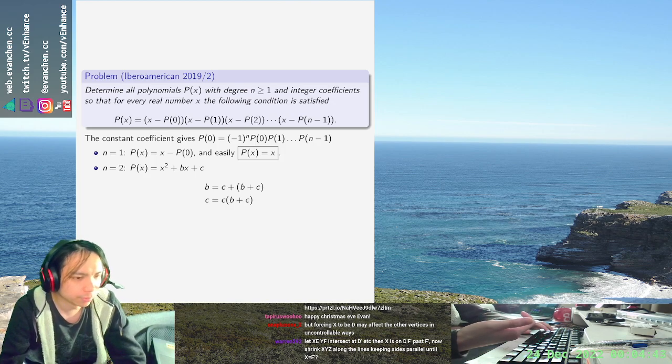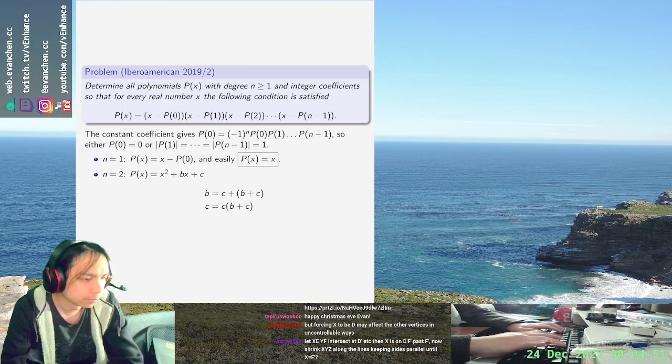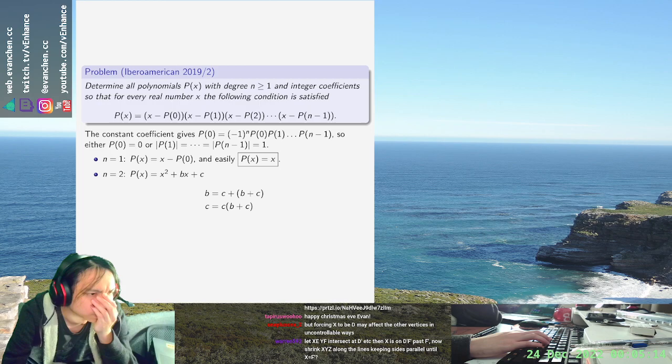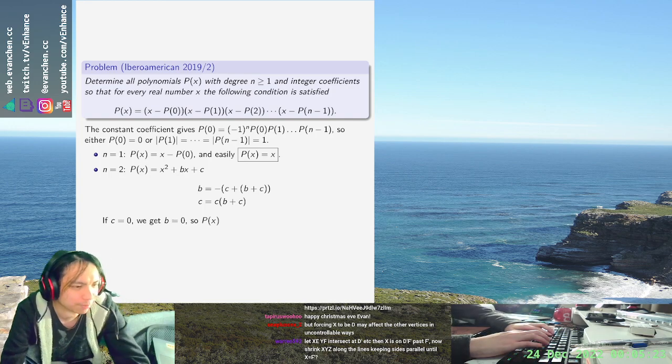So in the n equals 2 case, I guess, if c equals 0, wait, is it always true? No way. What? Huh? Frick, there's a minus sign. I missed some minus signs. If c equals 0, we get b equals 0. So p of x equals... Wait, really? Hang on, what? That squared does not work. What are you talking about? Oh, I'm bad at plugging numbers in.